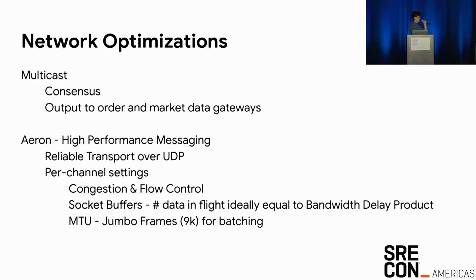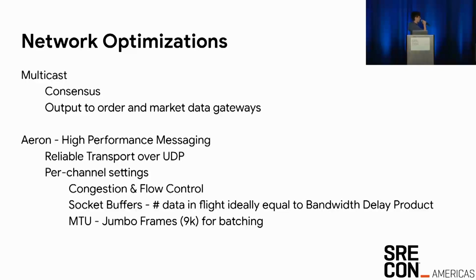As for network optimizations, our servers are in a data center, so that has multicast support. We can use multicast for 2 different things. First, the consensus algorithm. When a leader sends a consensus message to 4 of its followers, instead of sending 4 packets, it can send just 1. And we send our output to our latency-sensitive services as well.